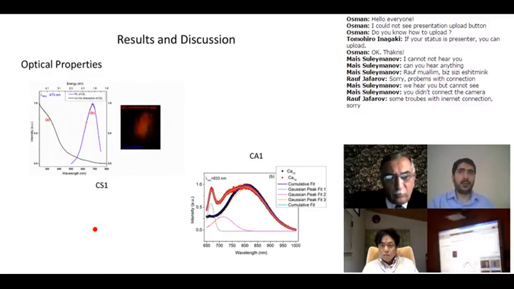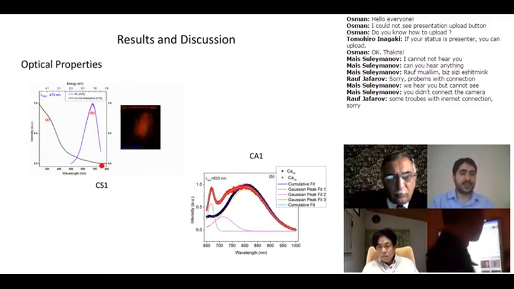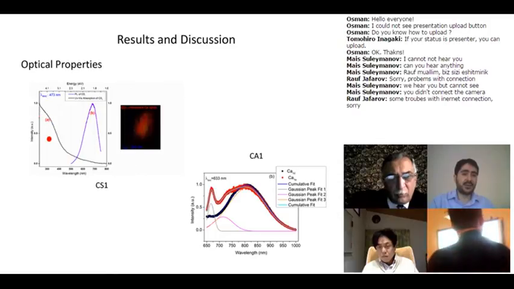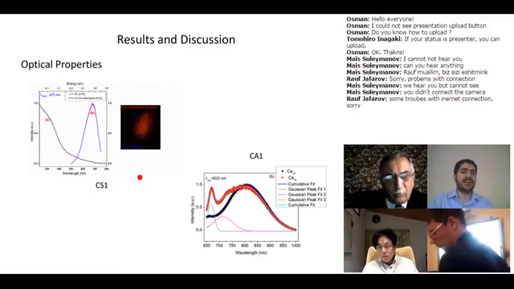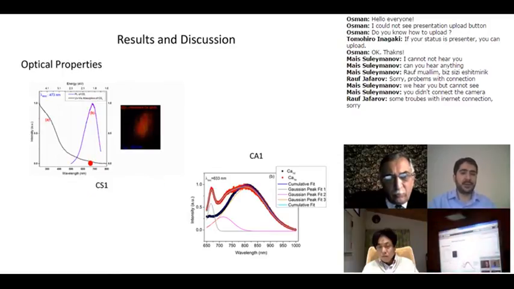Here are some optical analyses of our particles. I also took absorption spectra first. This is the absorption spectra of the first method, and this is the photoluminescence spectroscopy of our particle. It's around 700. I'm not sure if you'll be able to read it or not, but yeah, it's around 700 nanometers.